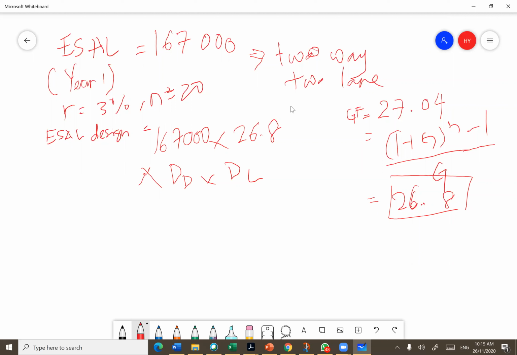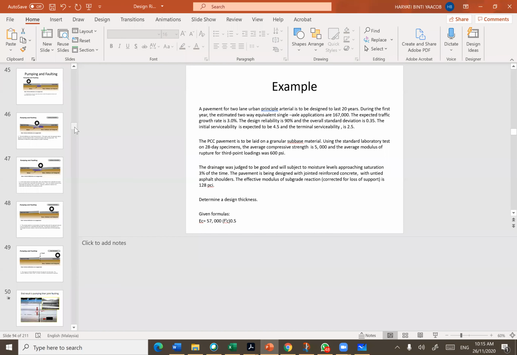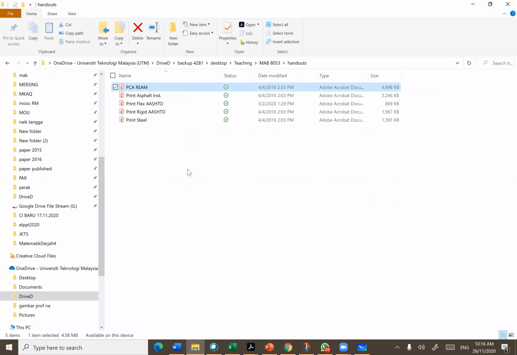So we know that it is for two-way and two-lane, right? Two-way, this value is for both directions with two lanes. So we need to multiply with the directional distribution. We normally assume 0.5, 50%, the same percentage. How about the lane distribution? You could refer to the same table as in the flexible pavement. This is the rigid pavement slide. You could refer back to your flexible pavement. There's a table, right?